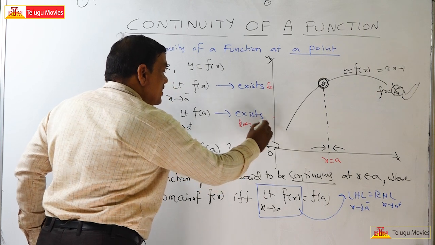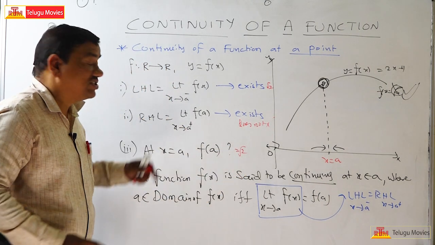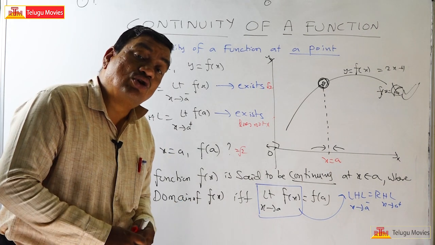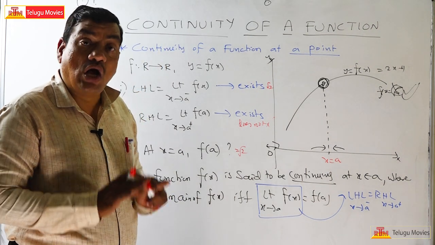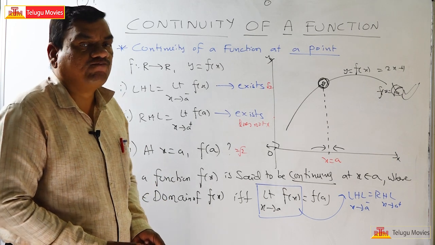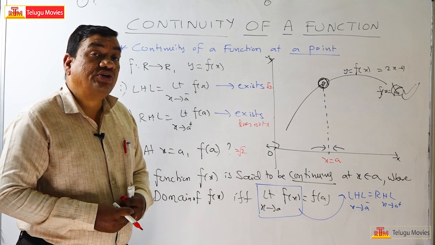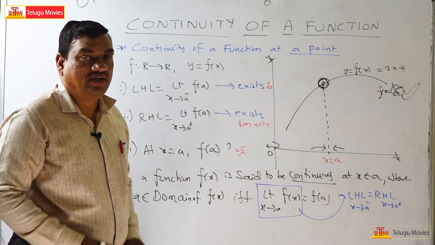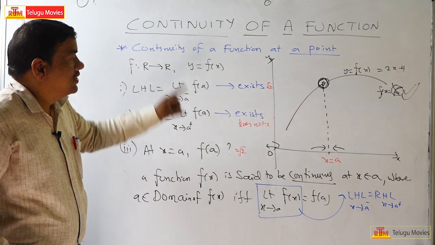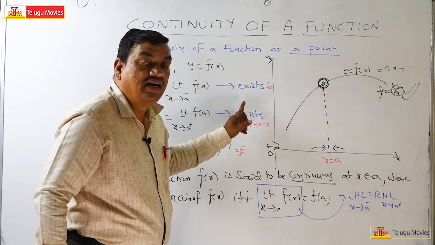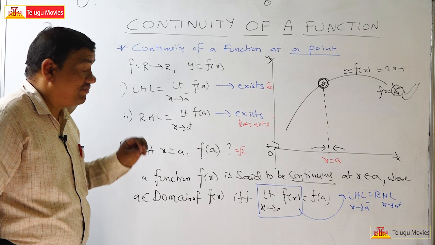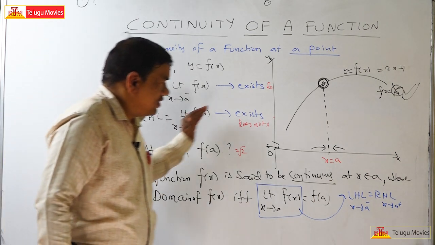Sometimes the limit does not exist. Say the limit as x tends to a plus, that means the right hand side limit, does not exist. Then also the function, the curve, is not continuous at x is equal to a. Curve means function here. So if the curve is to be continuous, the left hand side limit, the right hand side limit and the functional value at x is equal to a should match.